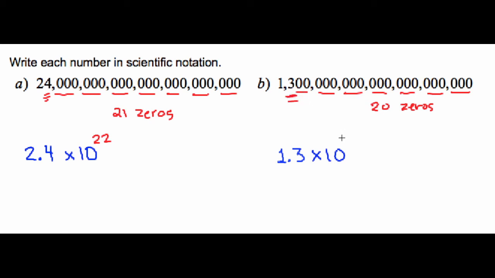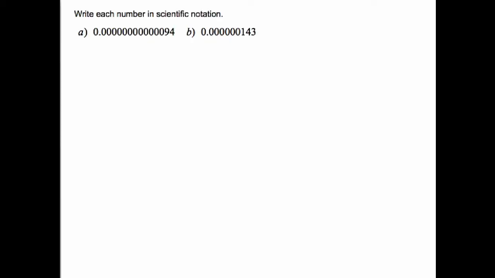So it's 1.3 times 10 to the 21st. Thank you. Write each number in scientific notation. There are 2 steps. The first step is to go ahead and put a decimal point to the right of the first non-zero integer. And then we multiply it by 10 to an exponent that's negative. Why is it negative? Well, the number is smaller than 1.